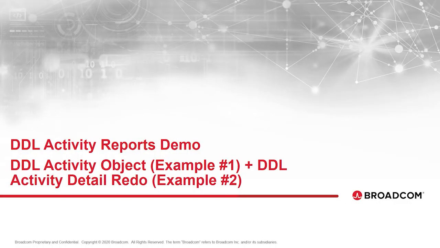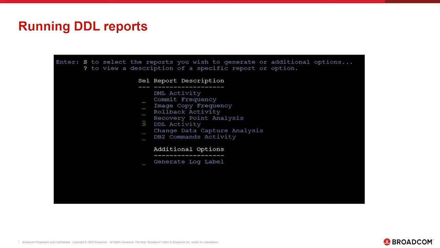Let's now see how to use DDL reports for our problem. We shall first run the object report, followed by the redo DDL with details report. For that, we need to select it from the main menu by typing S.